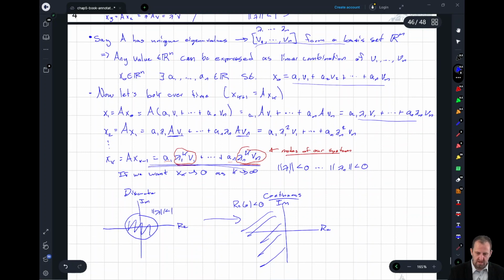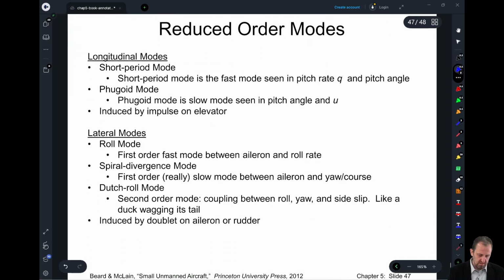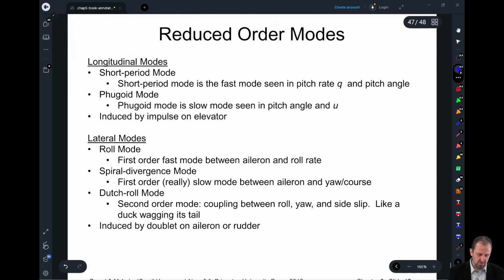We have these eigenvalues and eigenvectors that define the modality, define how our system's going to evolve over time. So the book goes through and explains some prominent eigenvalues and eigenvectors. For our longitudinal modes, we have the short period mode. It's a fast mode seen in the pitch rate and the pitch angle.